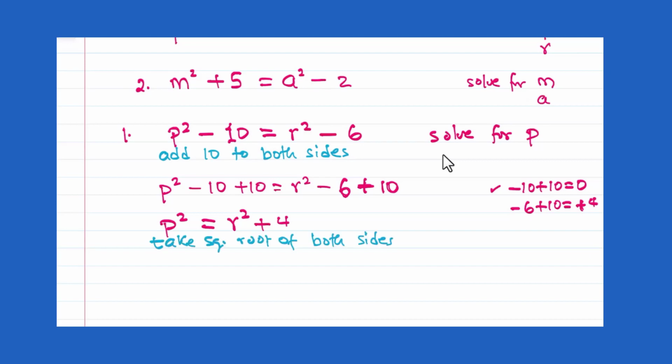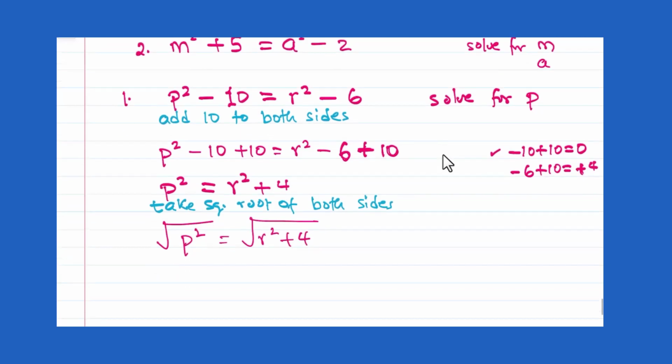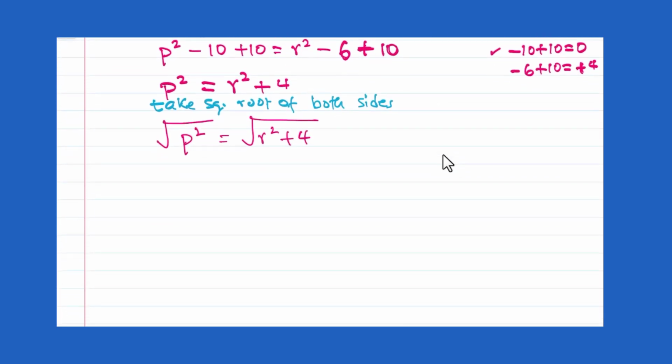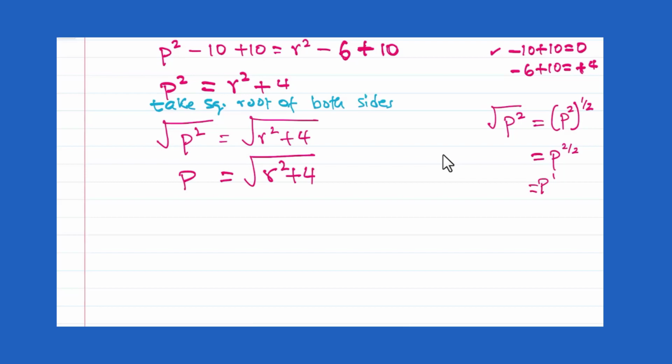So we take the square root of both sides, and this becomes the square root of p squared and the square root of r squared plus 4. So to solve this further, you know what we did? We have p squared will be equal to p squared to the power of half, and this is p 2 over 2 and p over 1. So that's why we have p is equal to the square root of r squared plus 4. And that is how we solve for p.